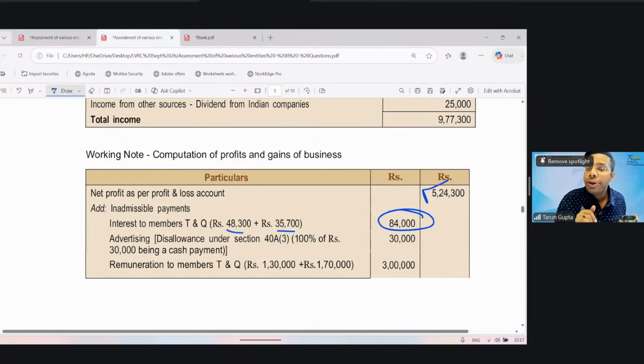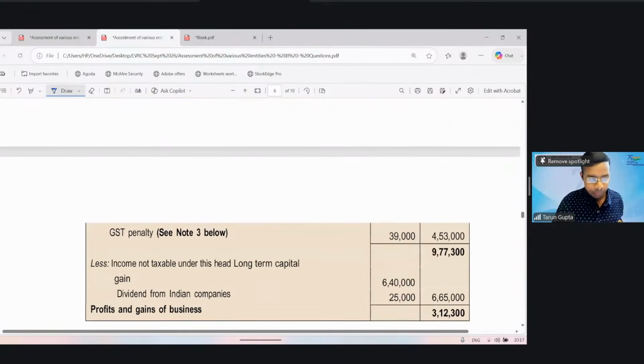30,000 of advertisement expenditure disallowed because paid in cash more than 10,000. Remuneration paid to partner again disallowed under section 40BA, 3 lakh. GST penalty, being not in compensatory nature, shall be disallowed. So this is the addition.